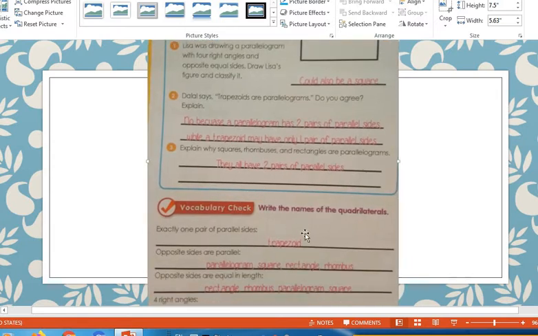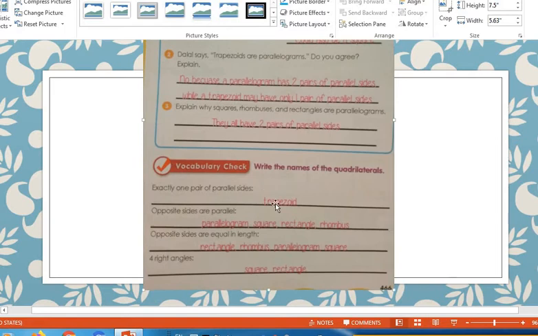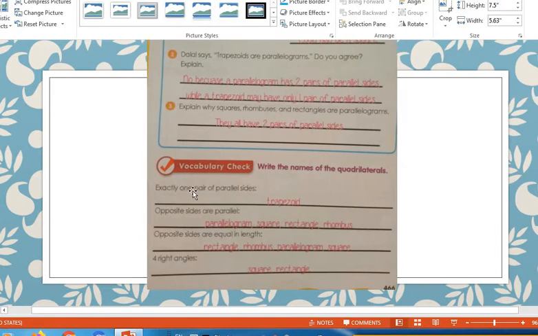Vocab check. Write the names of the quadrilaterals. Exactly 1 pair of parallel sides: we have here 1 pair. Yes, it's the trapezoid. Opposite sides are parallel: parallelogram, square, rectangle, rhombus. Opposite sides are equal in length: rectangle, rhombus, parallelogram, and square. 4 right angles: we have only the square and rectangle.